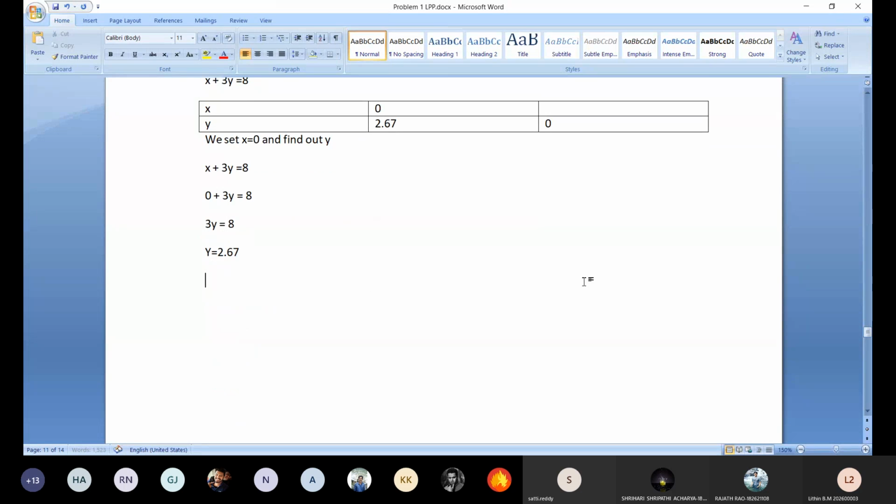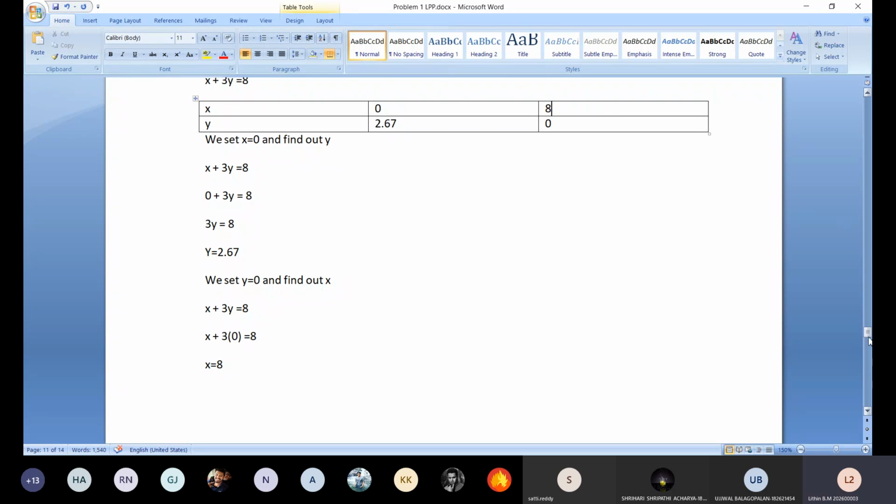Okay, we set y equals 0 and find out x. So x will remain in the place it is because I have set y as 0. So 3 into y is 3 into 0, which is 0, because I have set y as 0. So x equals 8. Yes, x equals 8. Very good. So here, when I set y as 0, the value of x would be 8.